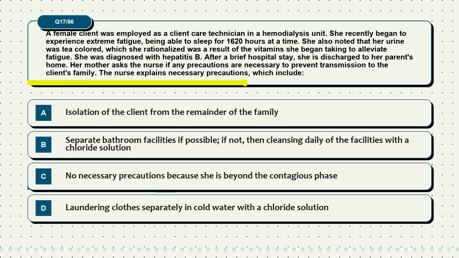The nurse explains necessary precautions, which include, here are the options. Option A. Isolation of the client from the remainder of the family. Option B. Separate bathroom facilities if possible. If not, then cleansing daily of the facilities with a chloride solution. Option C. No necessary precautions because she is beyond the contagious phase. Option D. Laundering clothes separately in cold water with a chloride solution.